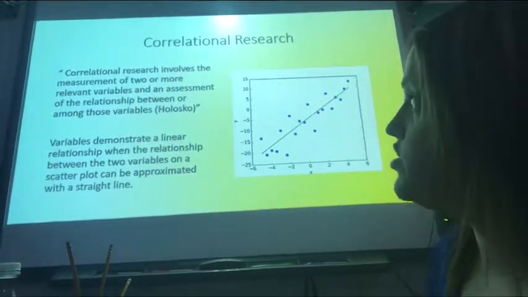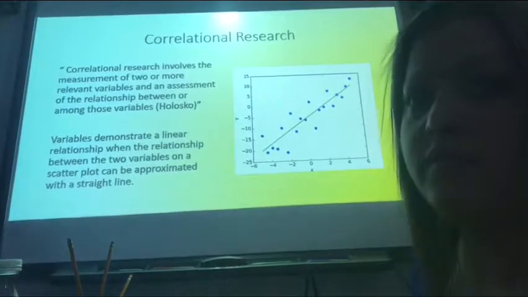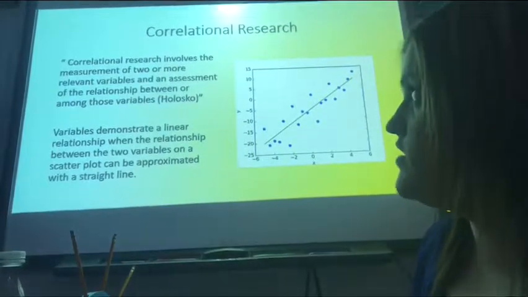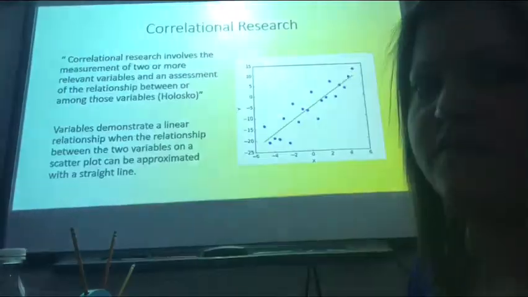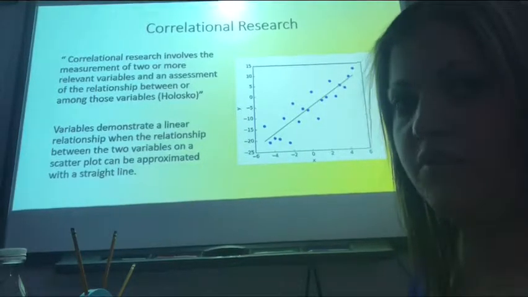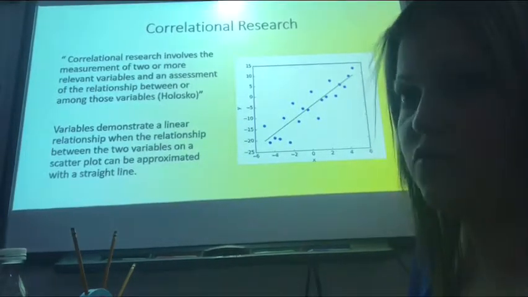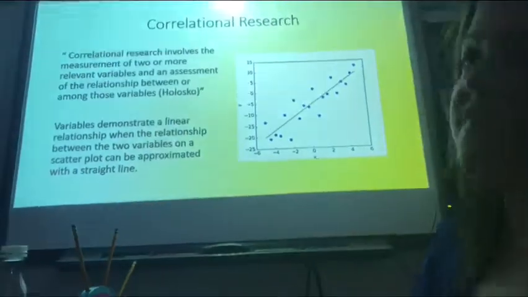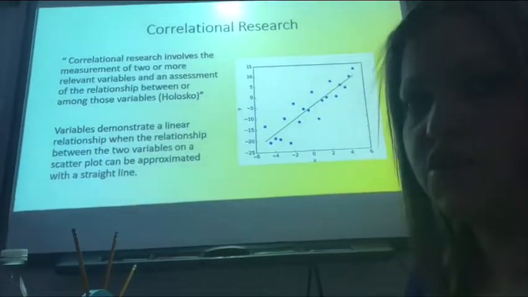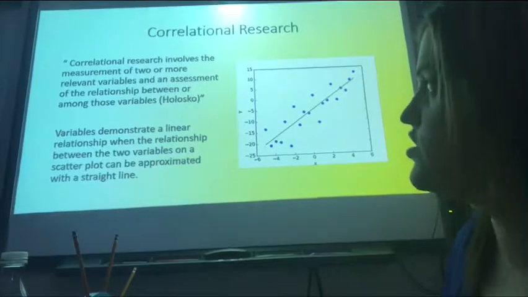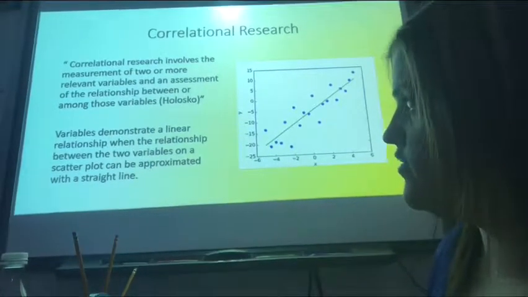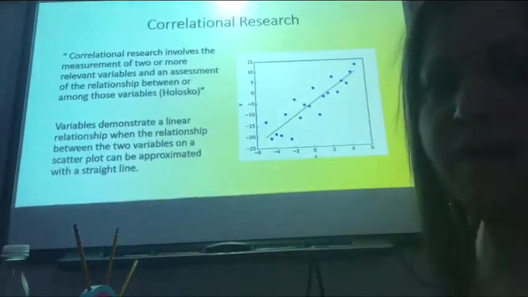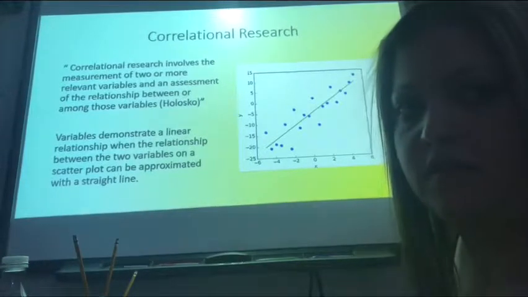So correlational research involves the measurement of two or more relevant variables and an assessment of the relationship between or among those variables. Basically it's wanting to see if one variable can affect another variable and how it affects it, whether it's a positive correlation, a negative correlation, or if it doesn't affect it at all. Variables can also demonstrate a linear relationship, linear meaning a straight line, as you can see in the picture, when the relationship between the two variables on a scatter plot can be approximated with a straight line. If you can't draw a line of best fit, then it probably isn't related at all.